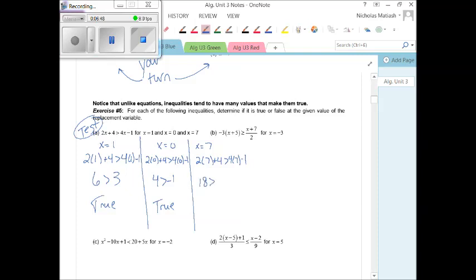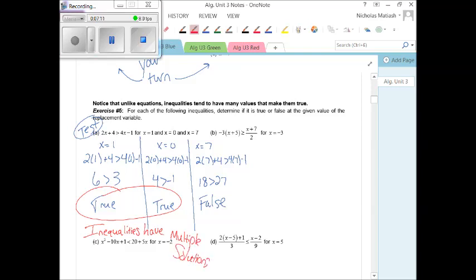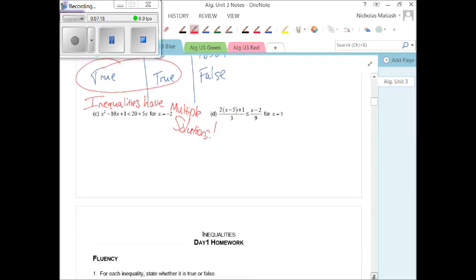So as we simplify, and I'm going to kind of short-term this, 6 ends up being greater than 3, true. 4 greater than -1, true. This last one ends up being, I believe, 18 is greater than 27. And there it is. Now, in this case, false. So that means 1 and 0 would be solutions for the inequality, whereas 7 would not be.